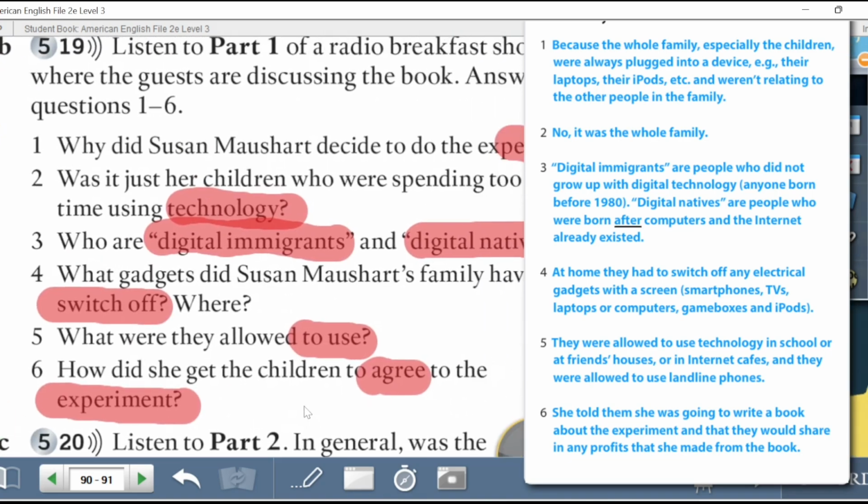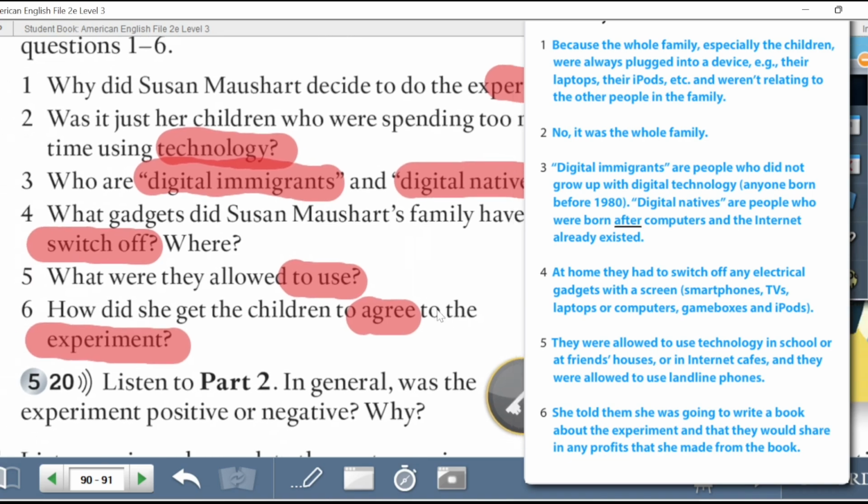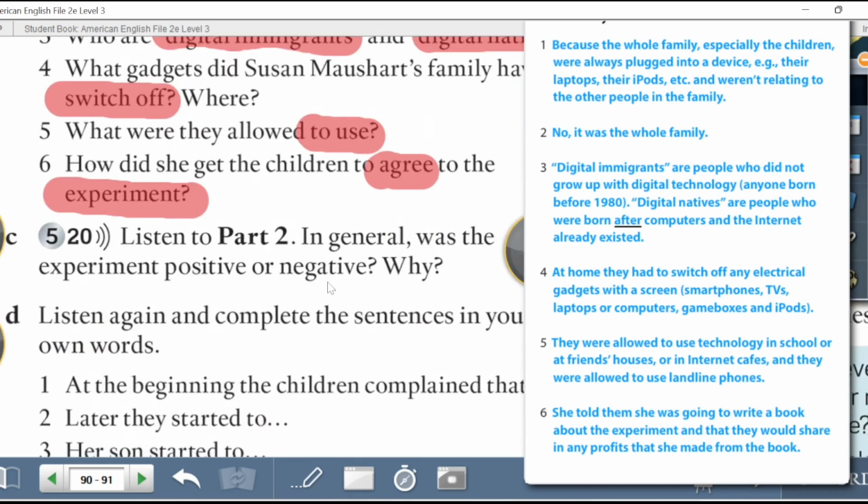How did she get the children to agree to the experiment? She told them she was going to write a book about the experiment and that they would share in any profits that she made from the book. She kind of bribed them, tricked them, and told them that she would share the profits of her book with them.